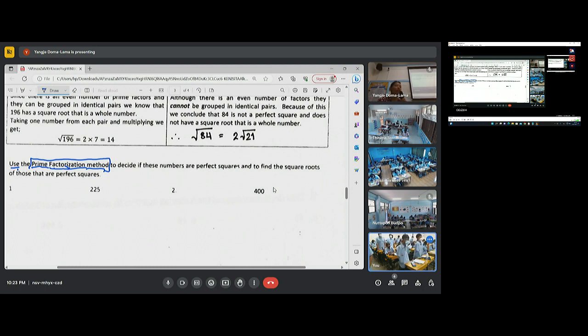No more noise. Prime factorization method. One more time. Prime factorization method.